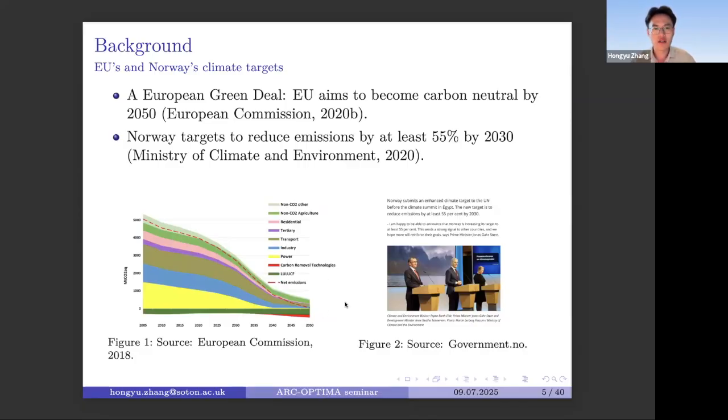When we talk about energy in Europe, we cannot omit Norway, because Norway is a very big player in providing energy in Europe. From the national perspective, it also targets to reduce its emissions by quite a lot by 2030. So basically, this emission reduction needs to take place in the entire European continent.